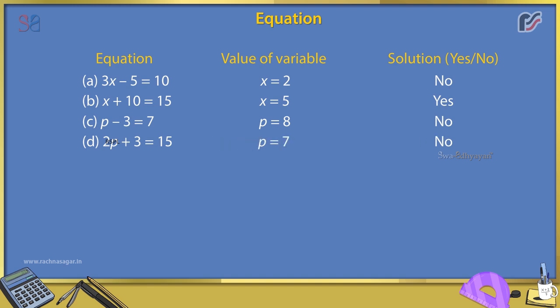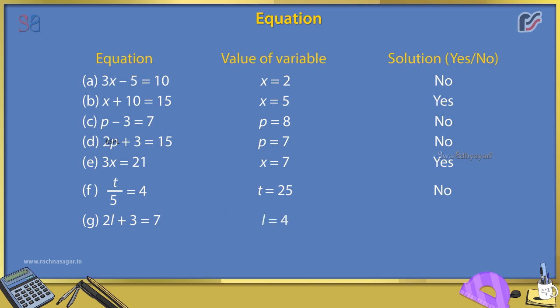E. 3x is equal to 21, x is equal to 7. Yes. F. t by 5 is equal to 4, t is equal to 25. No. G. 2l plus 3 is equal to 7, l is equal to 4. No. H. 2l plus 3 is equal to 7, l is equal to 2. Yes.